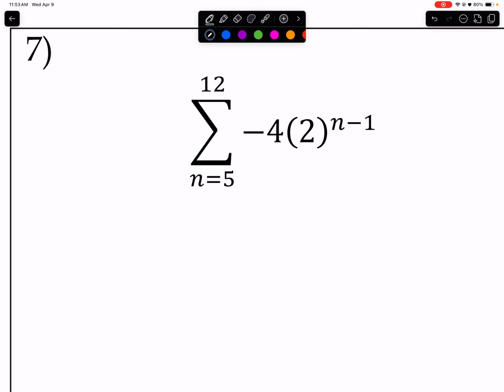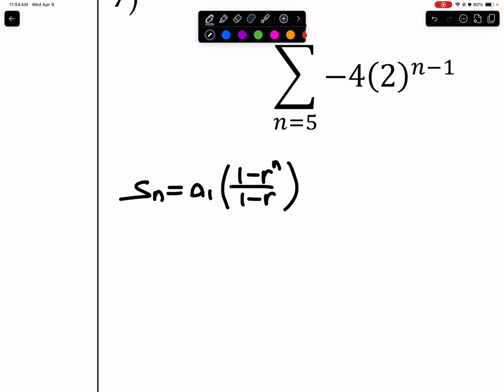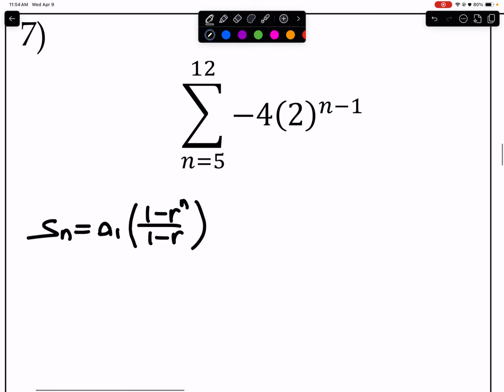So looking here, I know that number 7, based on the way that it's written, is going to be a finite geometric. So finite geometric means I'm going to be using S sub n equals the value of the first term, 1 minus r raised to the n, over 1 minus r. So now I'm going to just plug in my information.